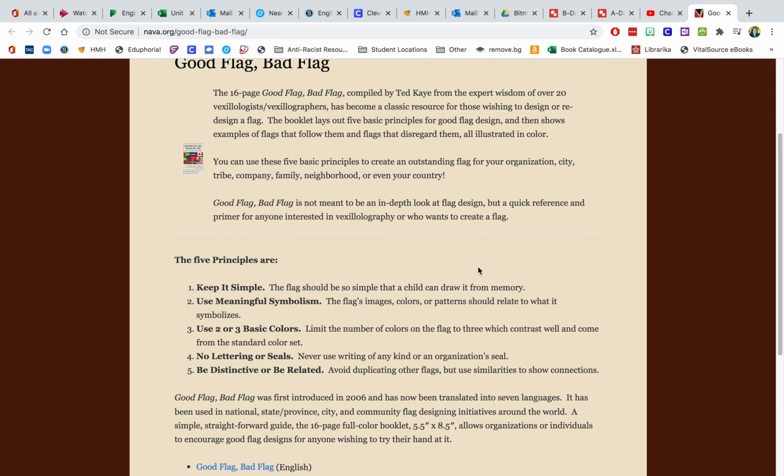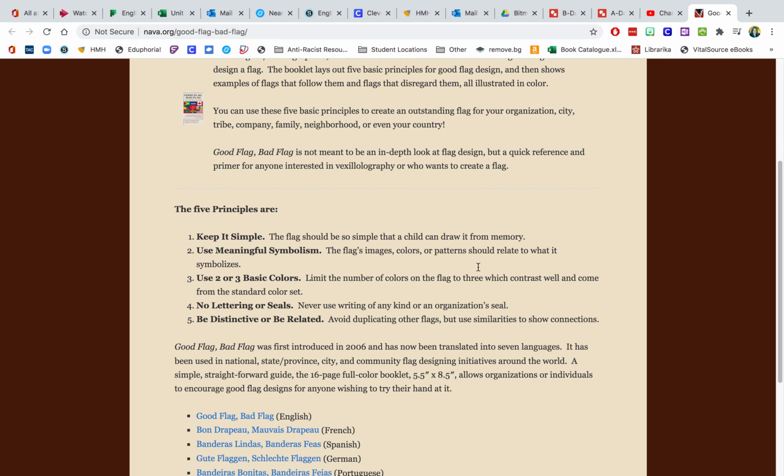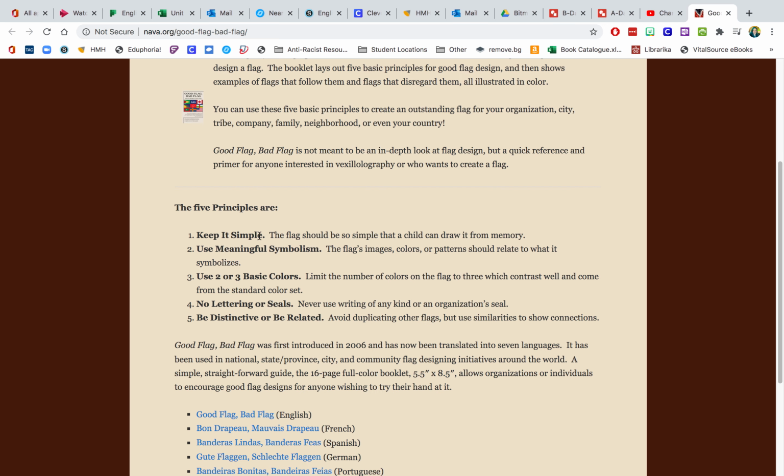Oh, look at this. They explain exactly what a good and bad flag are. Number 1, keep it simple. Number 2, use meaningful symbolism. Number 3, use 2 or 3 basic colors. Number 4, no lettering or seals. And number 5, be distinctive or be related. Avoid duplicating other flags.